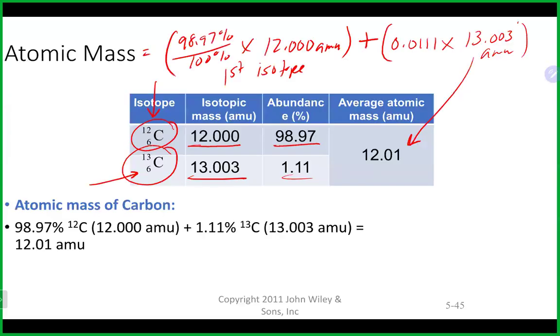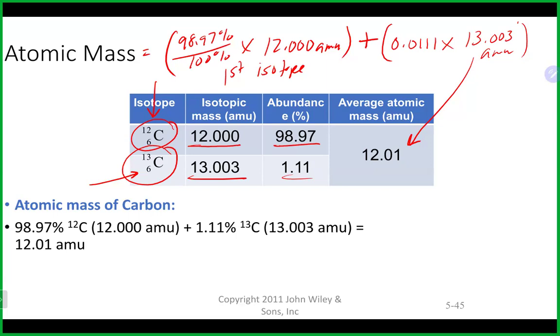Back for just a second to this one involving carbon. Just to remind you as well, another really important point: that is the average atomic mass of 12.01, which means if you had a bunch of carbon atoms together and you could individually pluck out each of the carbon atoms, you would never find one that has a mass of 12.01.